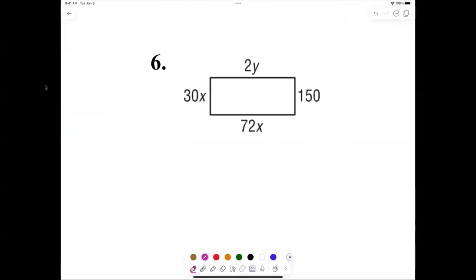One more dealing with the side. So obviously X is equal to what? And obviously Y is equal to? Are we okay with that? If X is 5, that makes that 72 times 5, which is 360. Anybody have any issues with that? Good?